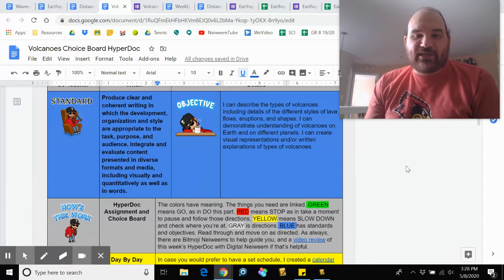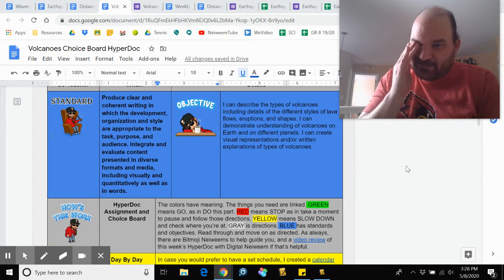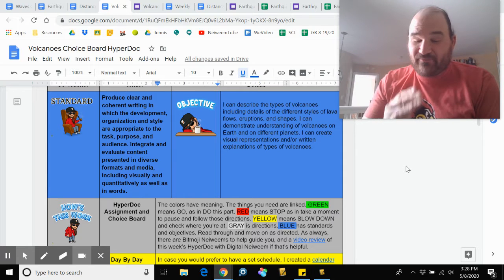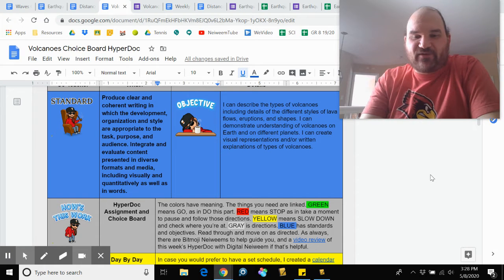The objective for this week: I can describe the types of volcanoes, including details of the different types of lava flows, eruptions, and shapes. I can demonstrate understanding of volcanoes on Earth and on different planets. I can create visual representations and/or written explanations of types of volcanoes.